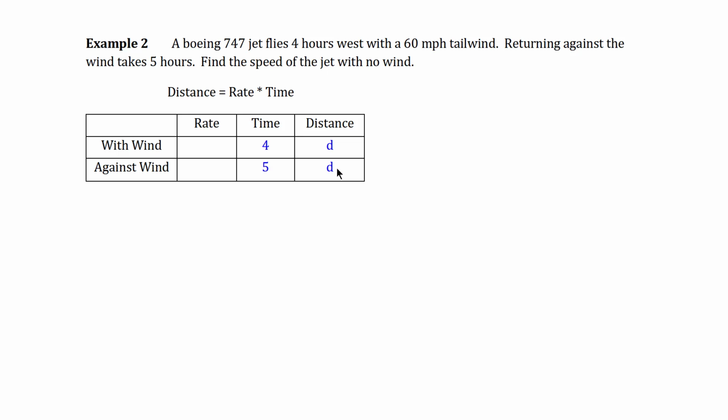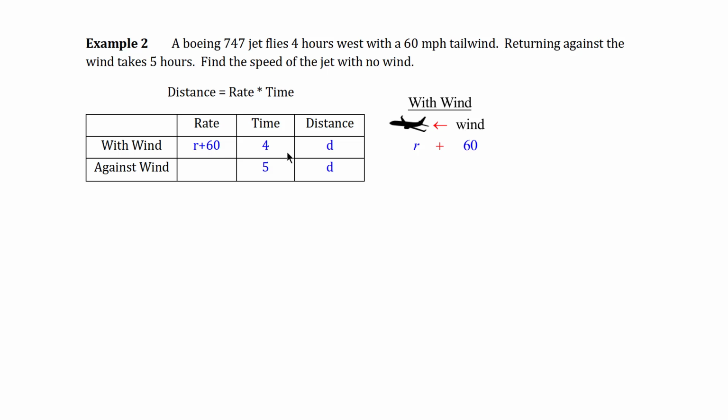Next, we need to come up with the rate. When the plane is traveling to its destination, it's traveling with the wind. This means that the wind is pushing the plane, making it go faster. We don't know the rate of the plane, so we're going to represent it as r. We know that the rate of the wind is 60, and it's making the plane go faster. So that means that we add together the two rates. So the rate for traveling with the wind is r plus 60.